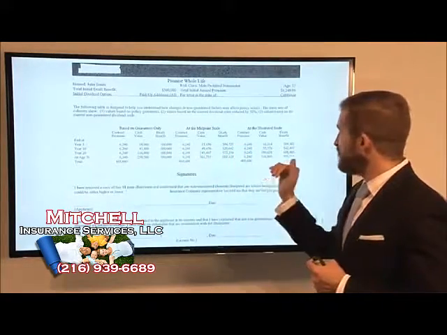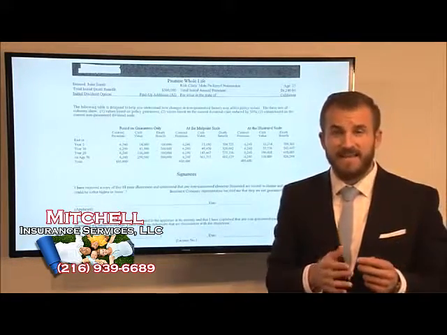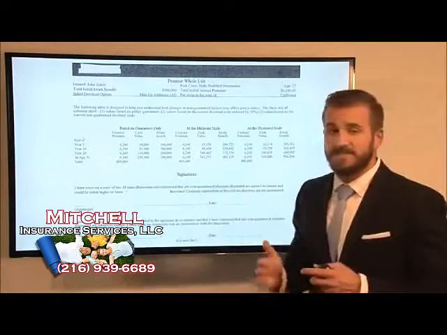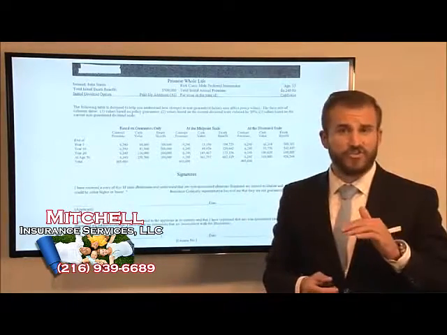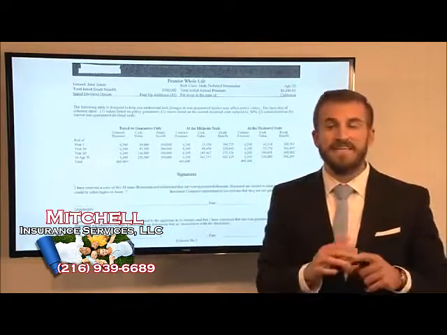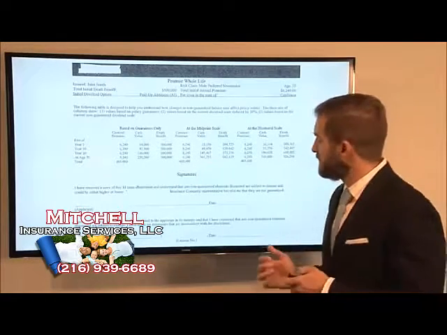The way that it works is the illustrated value is exactly what XYZ company is paying today, and we'll show that same dollar amount going forward. The midpoint is basically cutting whatever that dividend or interest rate is in half. And the guaranteed is showing the least amount of money that XYZ company is going to be paying out.